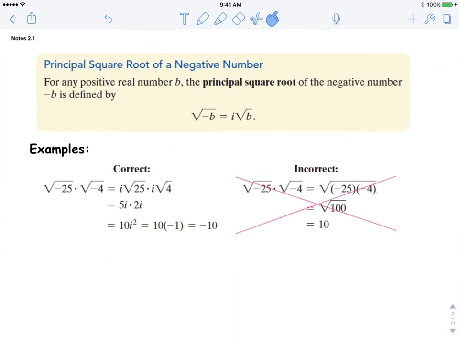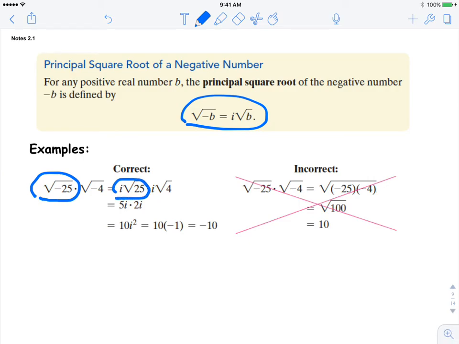Principal square root of a negative number. So here is the rule. Notice the difference between these two. The first example on the left is correct. You have the square root of -25. That represents i squared times 25. Then you have the square root of -4. That represents i squared times 4. And then you would simplify those radicals and multiply, then replace the i squared with -1, and you're done.